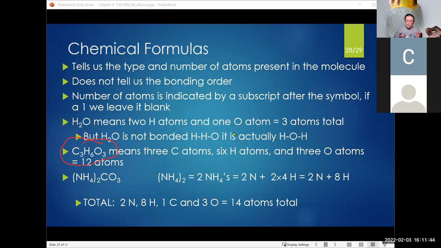Now, whenever you see a parenthesis, you might as well learn this now. That parenthesis tells you it is a unit. We don't separate them, we count them as a unit. There is a subscript 2 outside that parenthesis, which tells you that there are two NH4 units in this particular compound, okay? Now, things like this will come into play if you go to the periodic table.